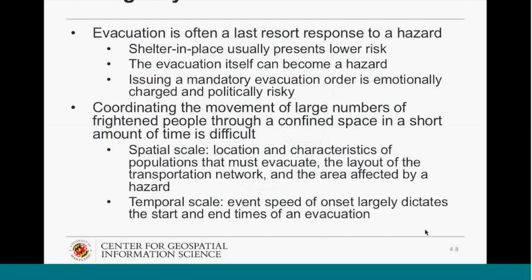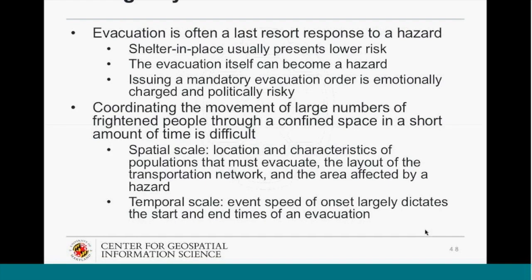The event's speed of onset largely dictates the start and end times of the evacuation, right? So, for a hurricane, when do you order that mandatory evacuation? That's a hard question. There's no easy answer to it. It really just varies a lot based on the characteristics of the hurricane itself. So, for example, for Ivan, because that was a Category 5 storm, expected to make landfall as a Category 5, they felt that an evacuation was the best course of action because of potential for huge damage due to the winds.